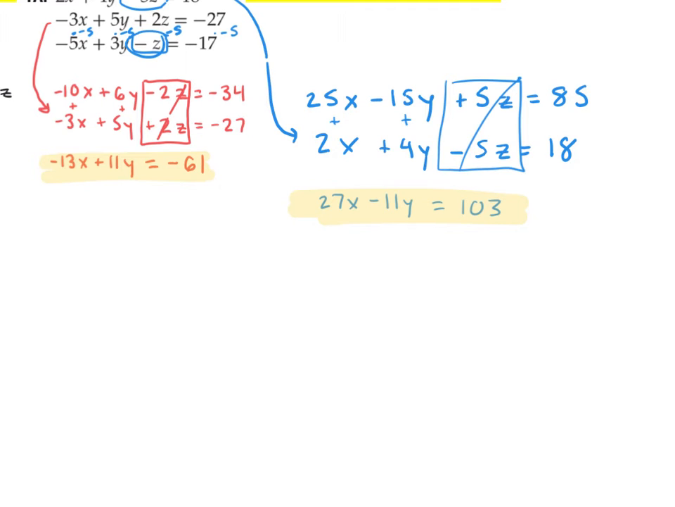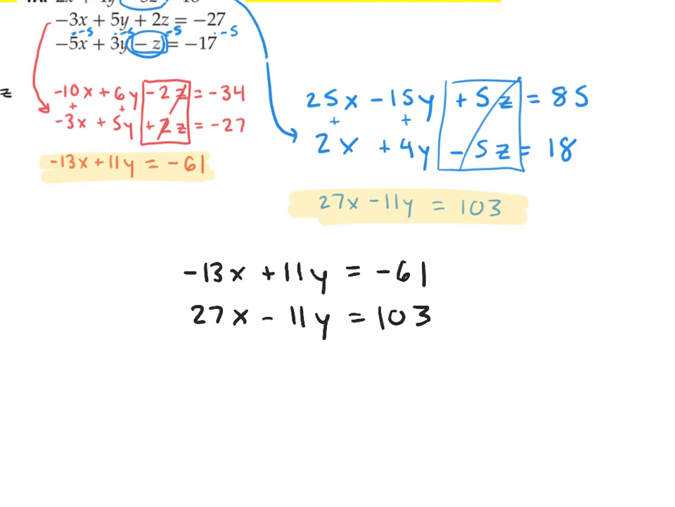I have negative 13x plus 11y is equal to negative 61, and 27x minus 11y is equal to 103. Can I combine these two together, or do I need to multiply something first? Combine them, because we have the same number but opposites. So I can just go ahead and combine them.